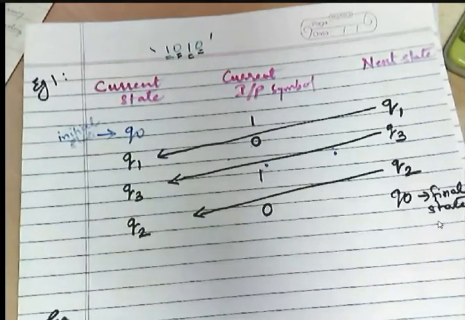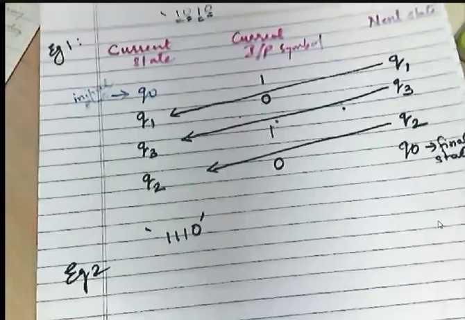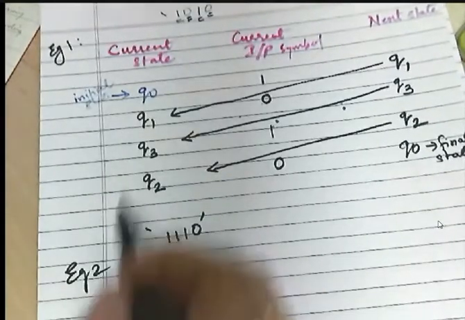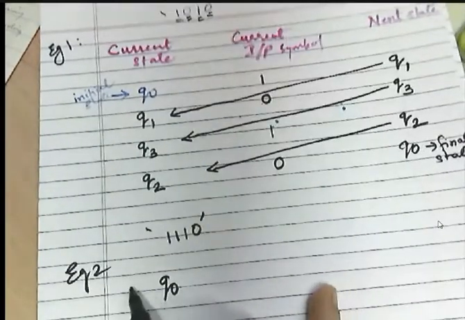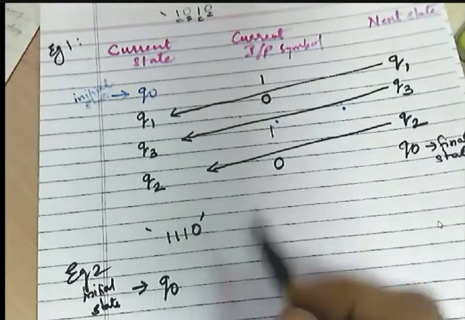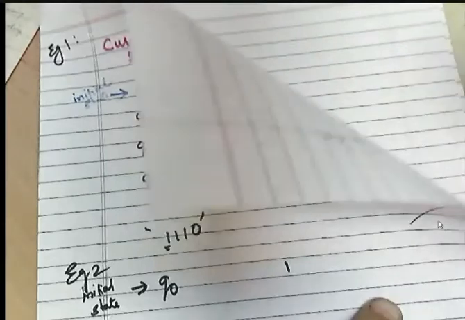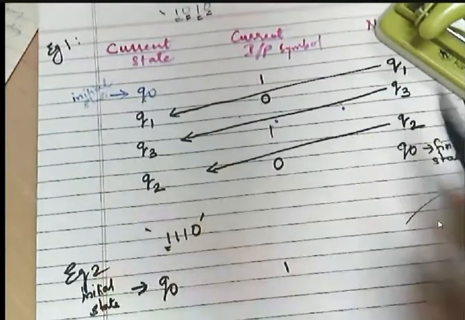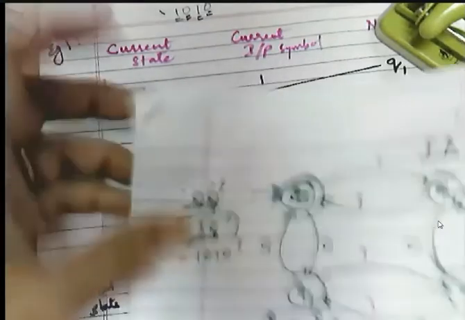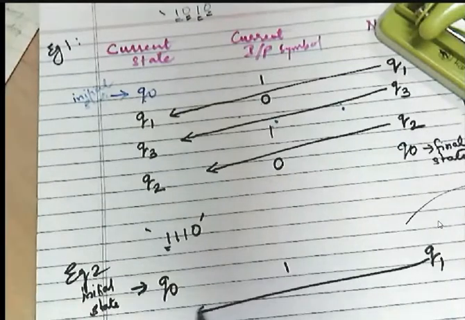So example 2, again I will take this string as input. Now I will not write here again current state and so on. Initially the current state will remain the initial state. Then my current input symbol will be 1. My next state will be, just like here, Q0 on 1 moves to Q1. See here also Q0 on 1 moves to Q1. Now this Q1 will act as the current state.